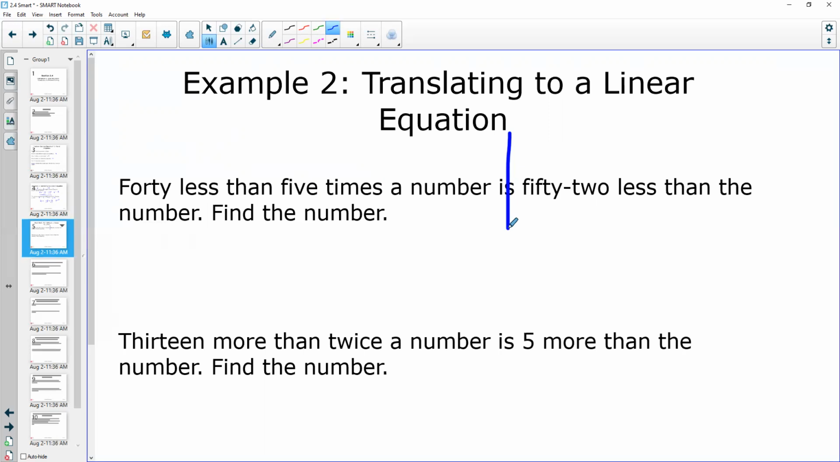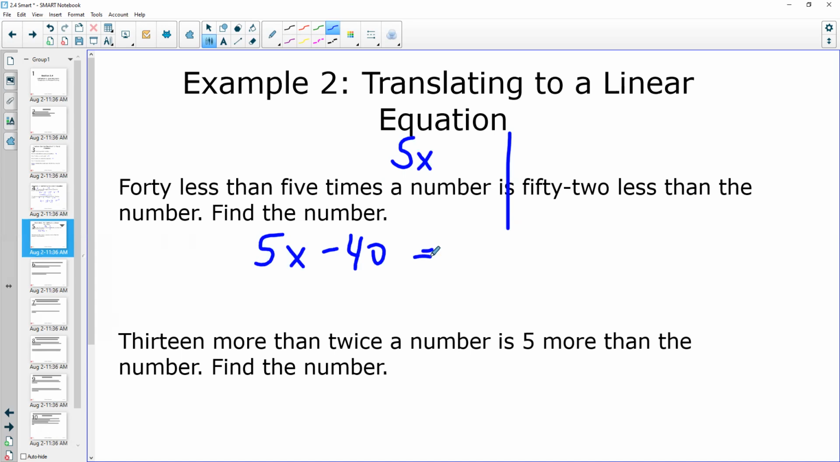So I'm going to draw a line and I'm going to start on the first half. It says 40 less than 5 times a number. Well, I know I have a number that's X. And I know 5 times that number is 5X. But 40 less than that number means I have to take 40 away. So I'm going to do 5x minus 40. I'm taking 40 away from 5x. Then I have is, that's equal sign.